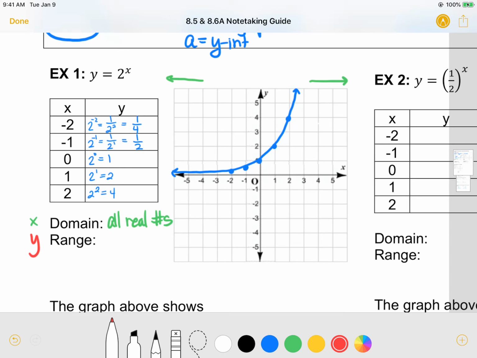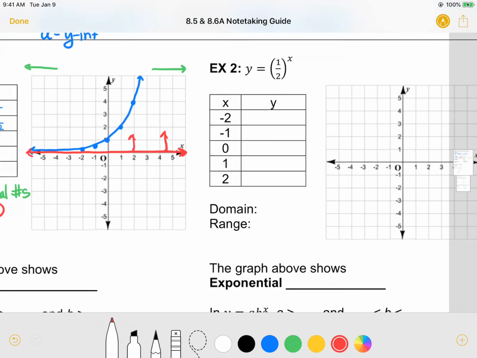Now for the y value, so the range is the y value, okay? If you notice, the graph is up above the x-axis. And in fact, it's never going to touch the x-axis. It will simply always stay above this x-axis. So what that means is we are going to only see positive y outputs. So the way we're going to write the range is we're going to say y is greater than 0.